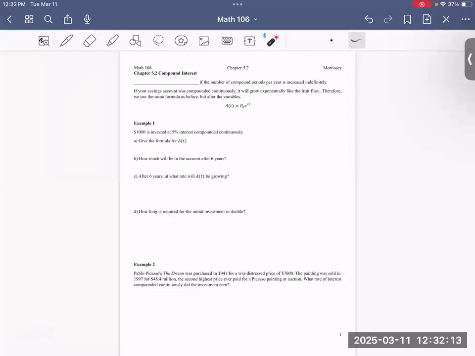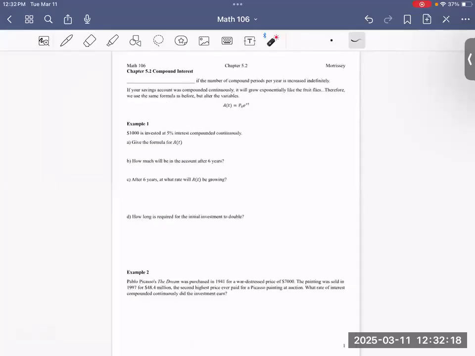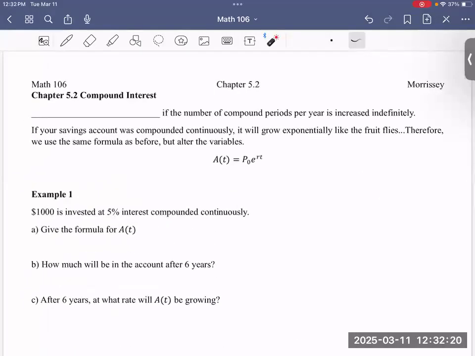Welcome to Math 106, Chapter 5.2, where we talk about compound interest. This is where the financial aspect of what we've been learning comes into play with our value of e, and your ideas and derivatives of that exponential function. So, continuous compounding.